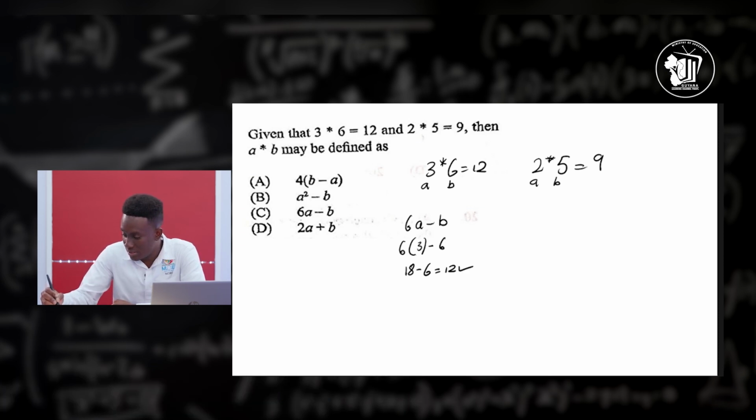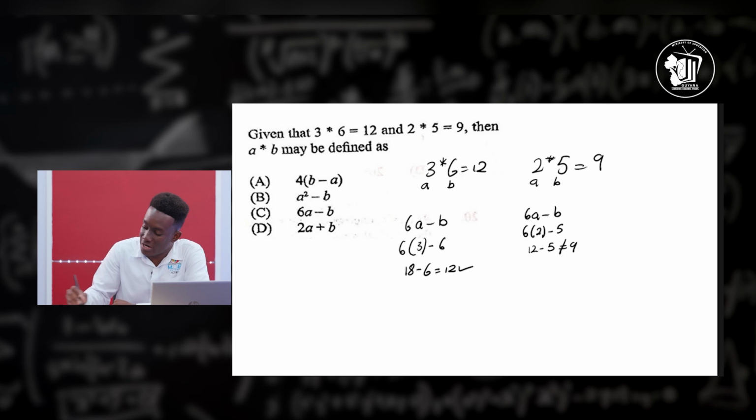So 6 multiplied by A minus B. So this will be 6 multiplied by A in this case, which is 2, subtract B, which is 5. And this should work out to 9. So 6 times 2 is 12. 12 subtract 5 would definitely not give me 9. So that is out. So let's try another option.